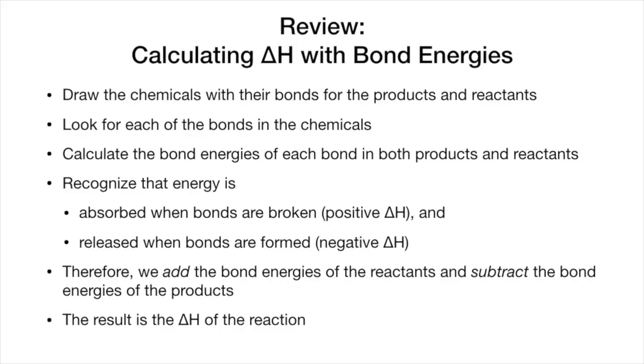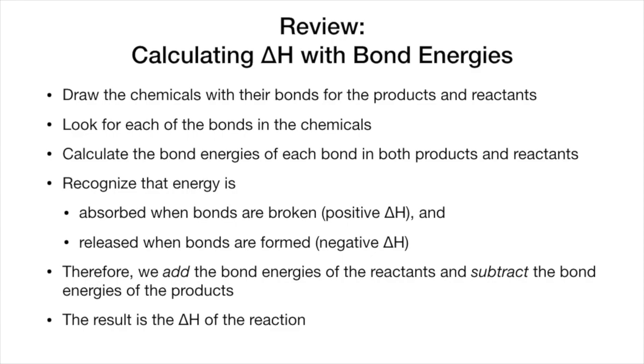So, to review, when we calculate delta H with bond energies, we're going to draw the chemicals with their bonds. We're going to use the information we know from Lewis structures and bonding to figure out how our chemicals are bonded together, or we're going to look them up, one of the two. And you do that for both the products and the reactants. And then we're going to look for each of the bonds in the chemicals, and calculate the bond energies of each bond in both the products and the reactants.